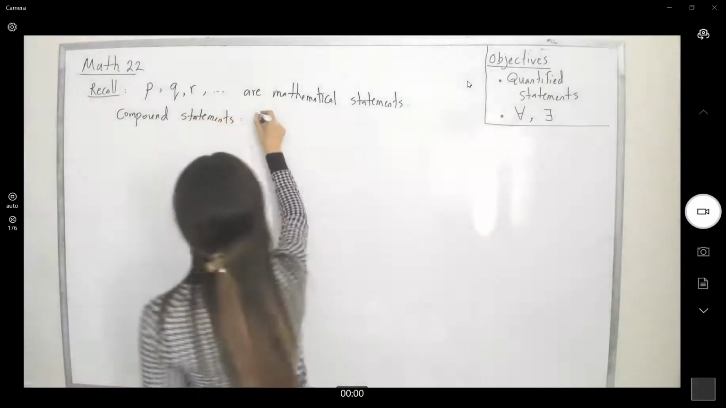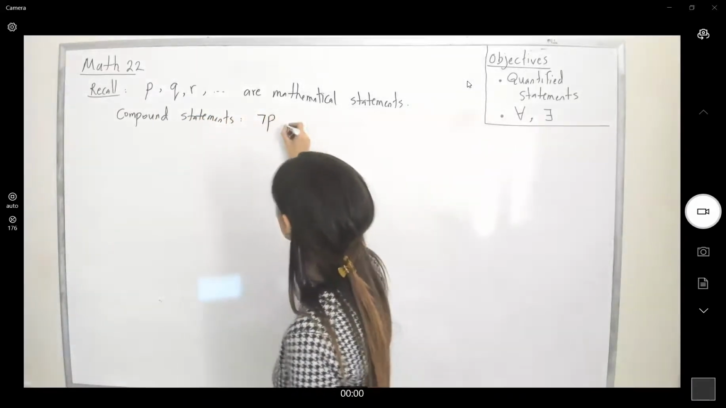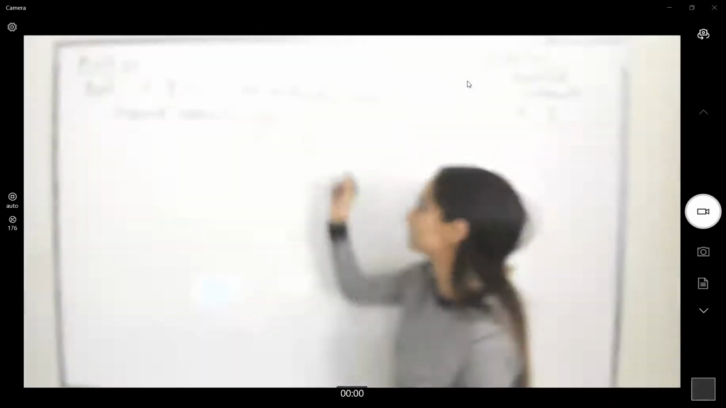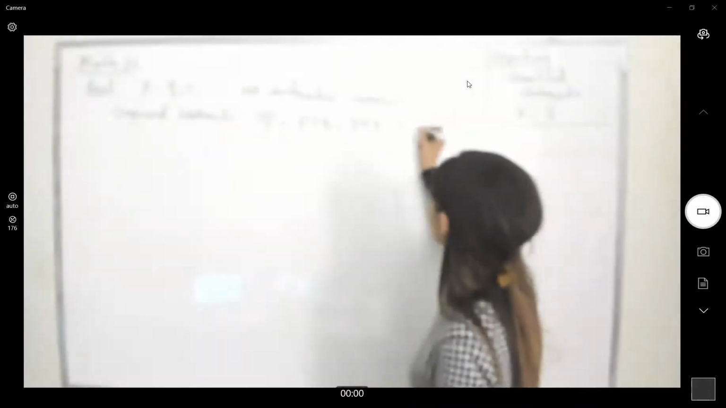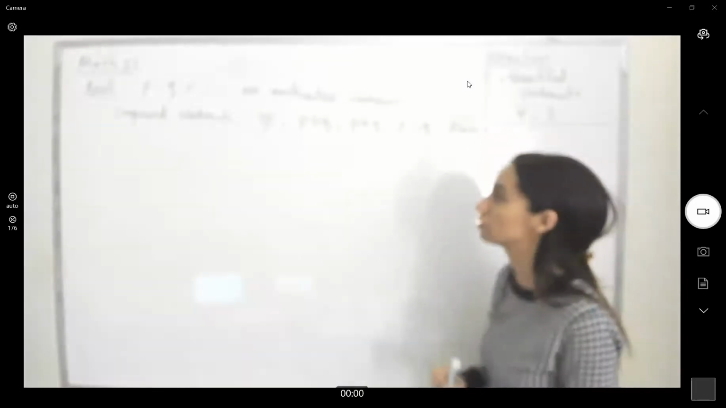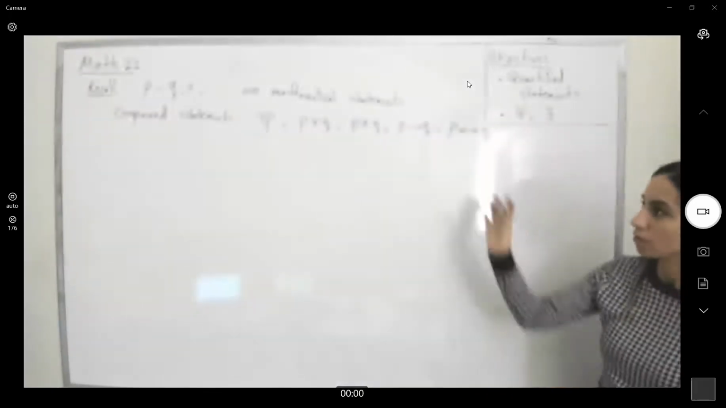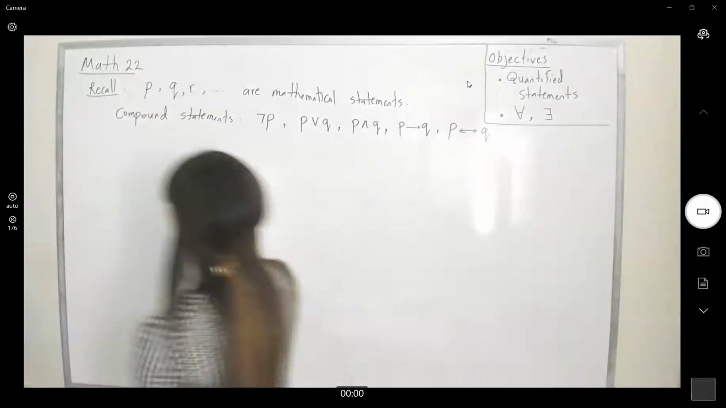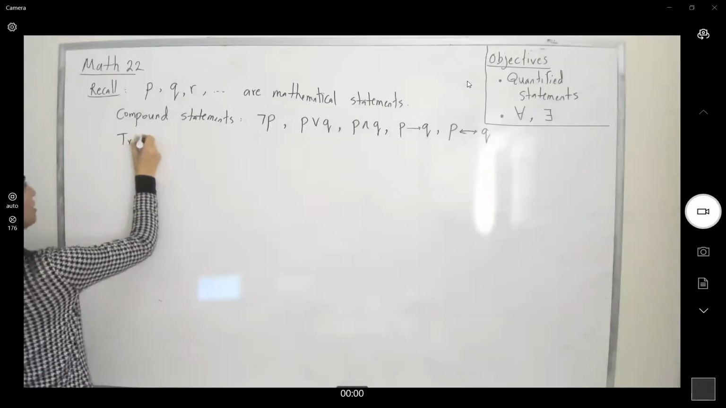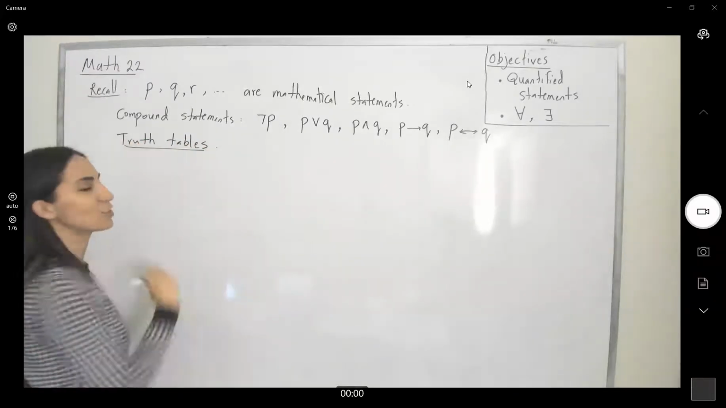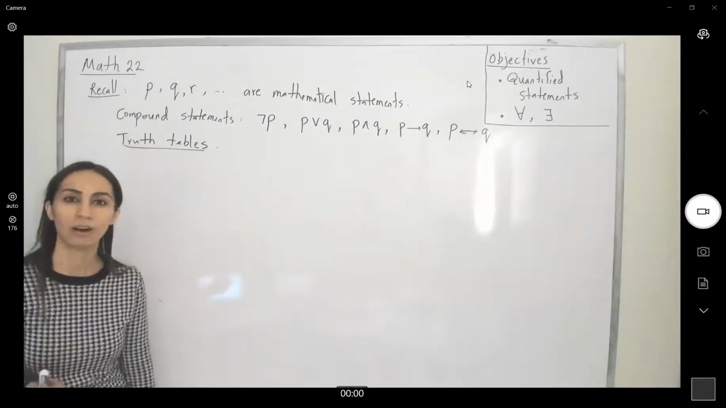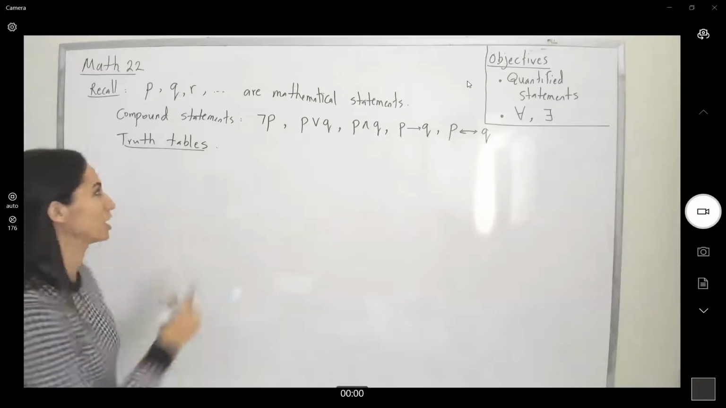For example, we have the negation of a statement. Then we had and. We also defined or. We defined conditional statement and also biconditional statement. We saw truth tables for each of them. And we also learned about some important laws connecting these statements together.